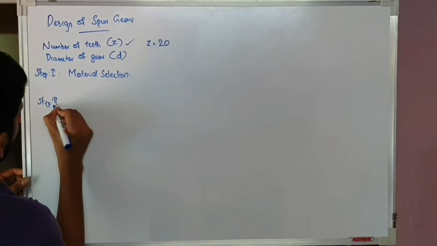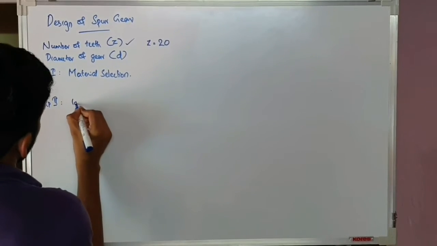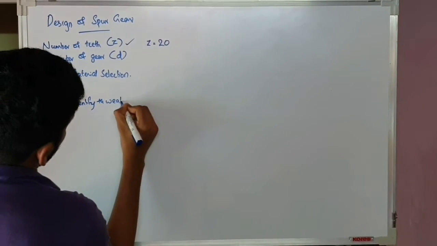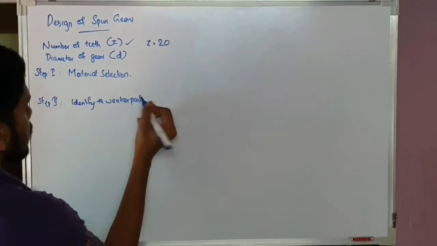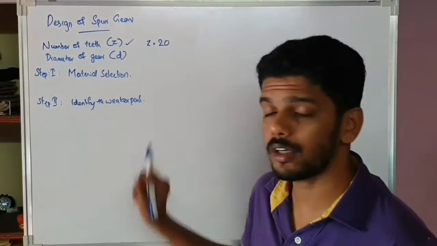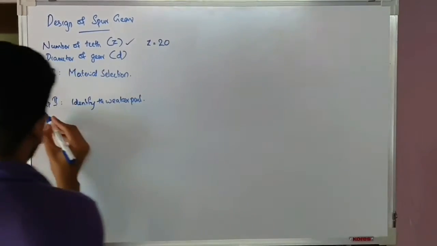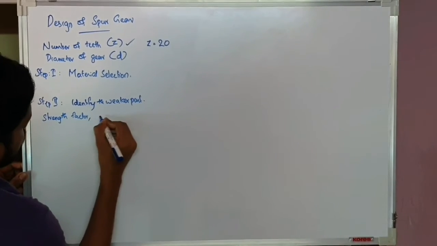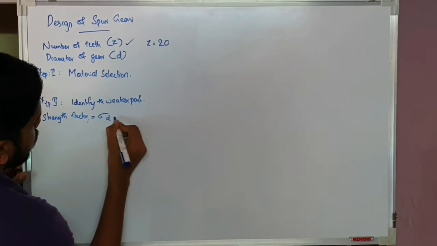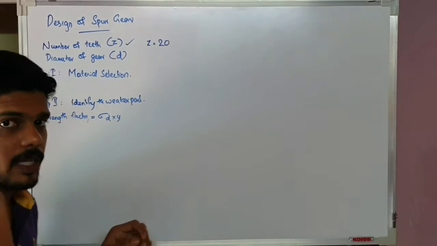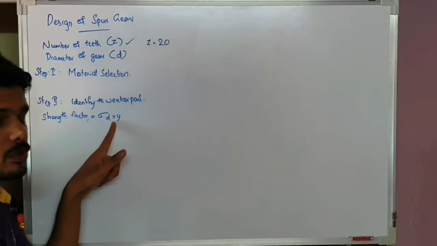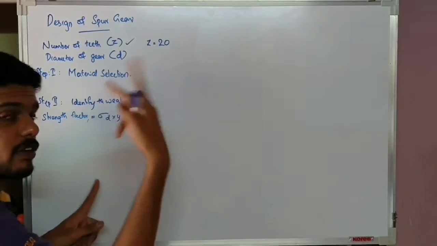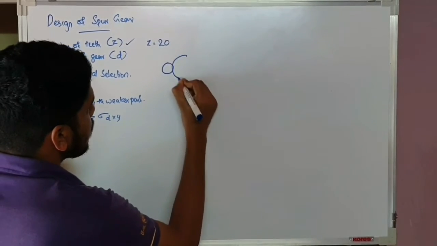Then the second step. Step 2: identify the weaker part. To identify the weaker part, you have to calculate the strength factor. Strength factor is equal to sigma d into y. If the materials are the same, you need not calculate this, because we already know that the pinion will be weaker. If the materials are different, so this is the pinion and this is the gear.